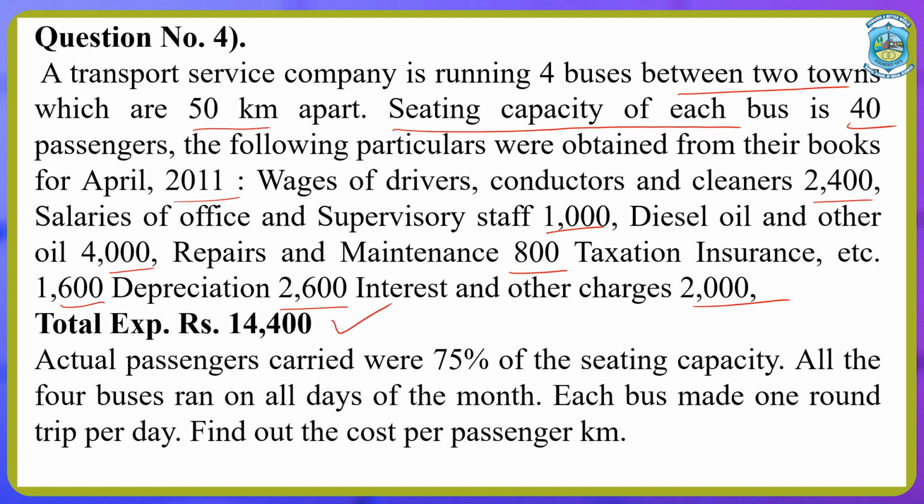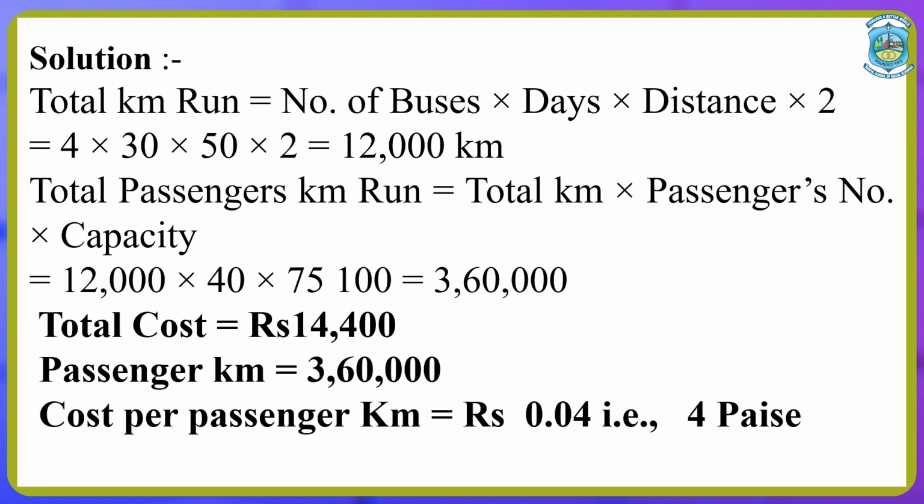14,400. Actual passengers carried were 75% of the sitting capacity. All the 4 buses run all the days, meaning 30 days or the entire month. Each bus made 1 round trip per day. Find out the cost per passenger kilometer, which we have to calculate. So, before solving the question, we will do some calculations, then we will calculate the operating cost.